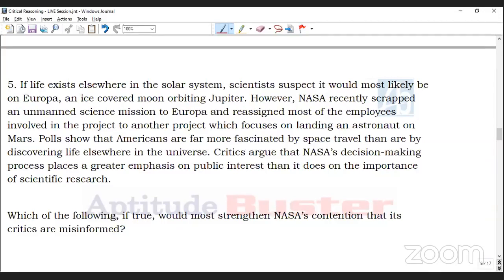You have to connect two different logics for you to arrive at the claim. Let me help you out. If you have read this text by now, you must know what the word Europa means. Europa is a place, an ice-covered moon orbiting Jupiter.